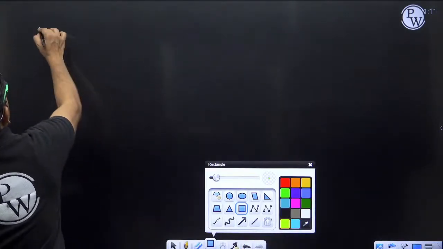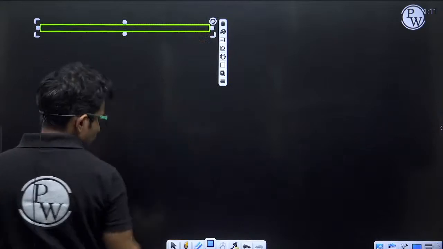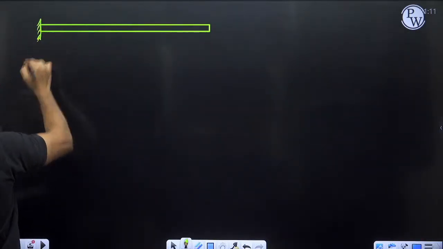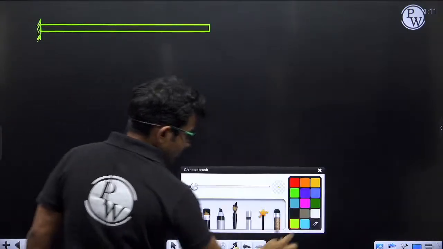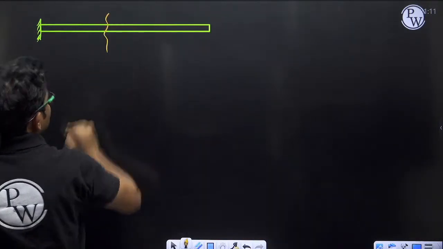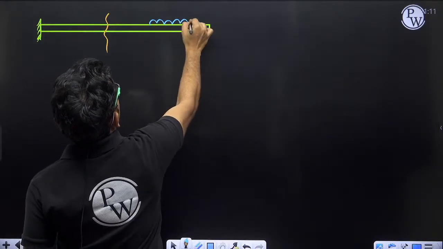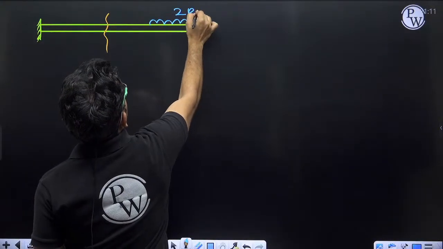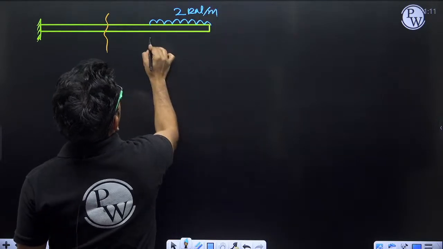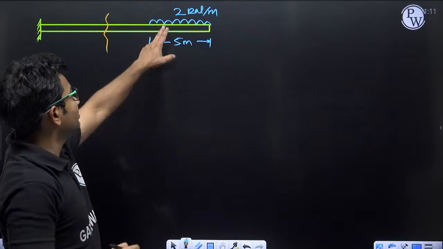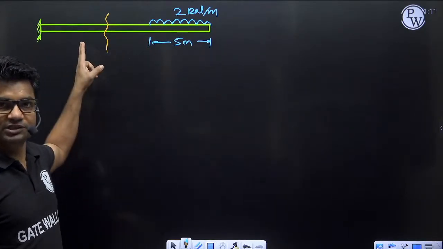If this is the section, and here I am having a UDL of 2 kilonewton per meter over a length of 5 meter, what will be the shear force at this location?